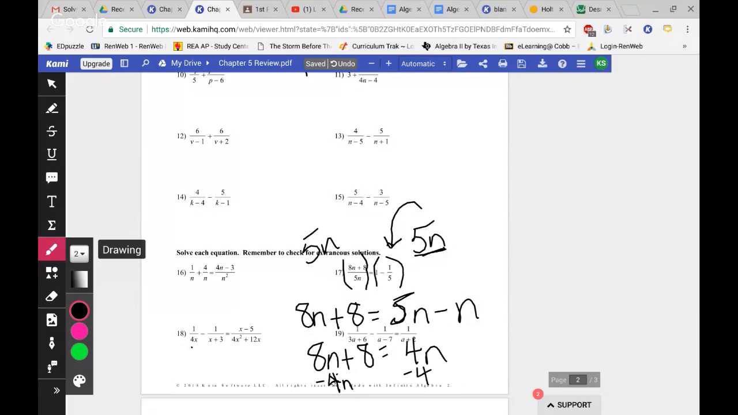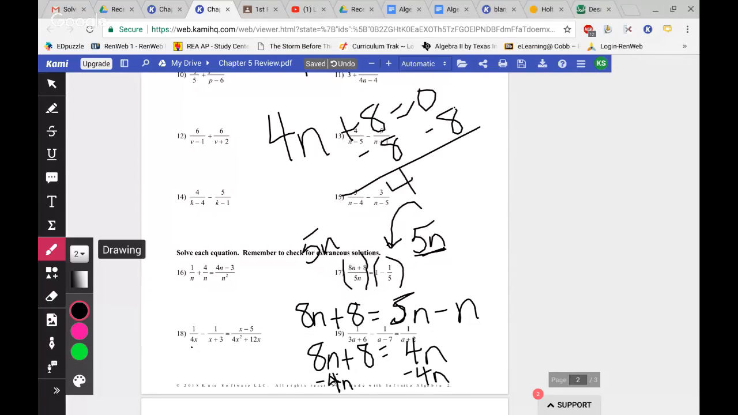Okay. Okay, so subtract 4n from both sides. 4n plus 8 equals 0, and then I'll subtract 8 from both sides. 4n equals negative 8.